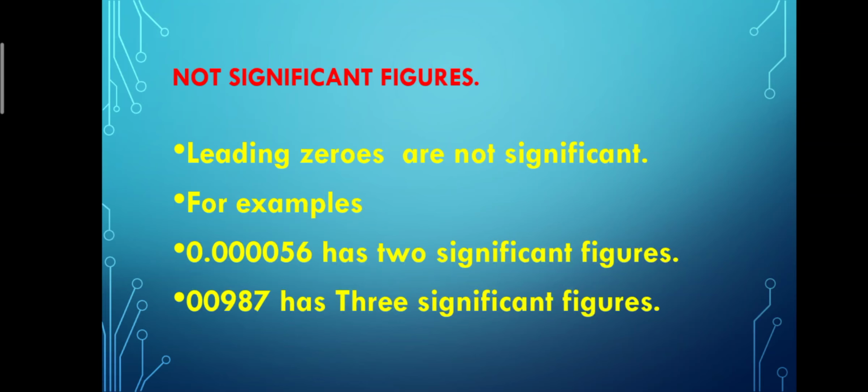Rule 5. Leading zeros are not significant. For example, 0.000056 has 2 significant figures because these zeros are leading zeros, so they are not significant. Similarly, 00987 has 3 significant figures because leading zeros are not significant.